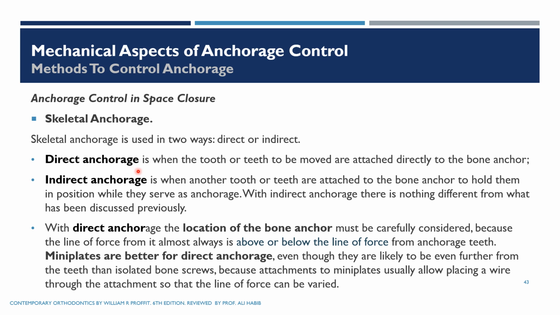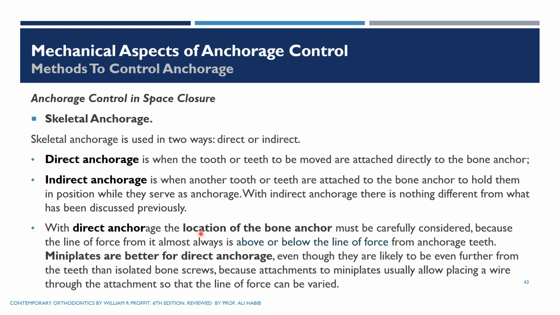So when we say direct anchorage, it is when the teeth or tooth to be moved are attached directly to the bone anchor. Indirect anchorage, however, is when another tooth or teeth are attached to the bone anchor to hold them in position while the teeth serve as anchorage. Like for example, when you use palatal screws with a transpalatal bar attached to the first molar, you are using them to stabilize the anchorage teeth. With indirect anchorage, there is nothing different from what has been discussed previously.